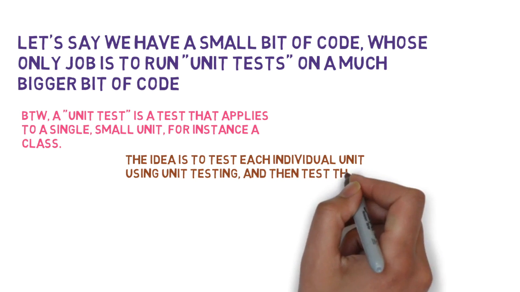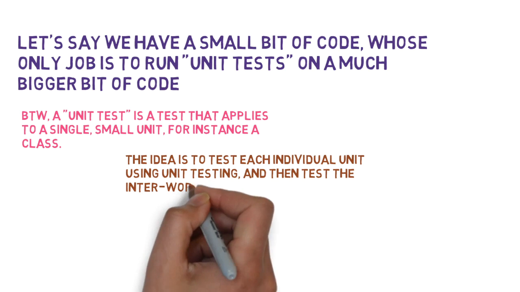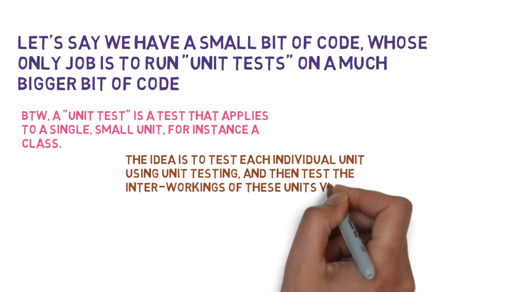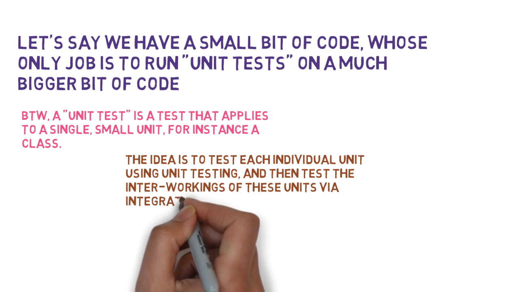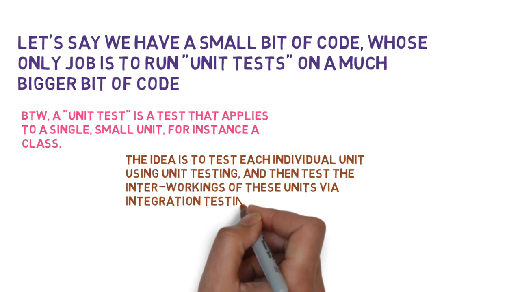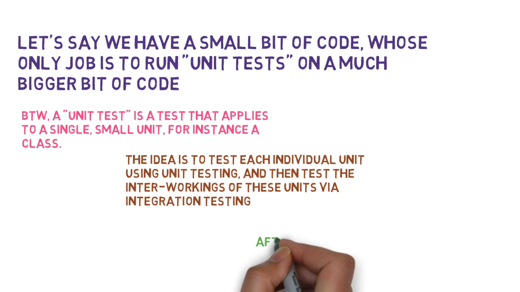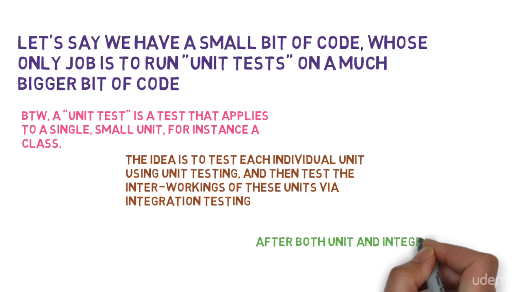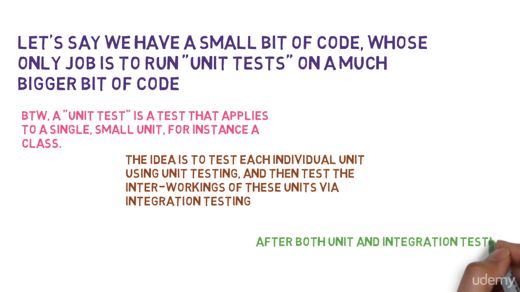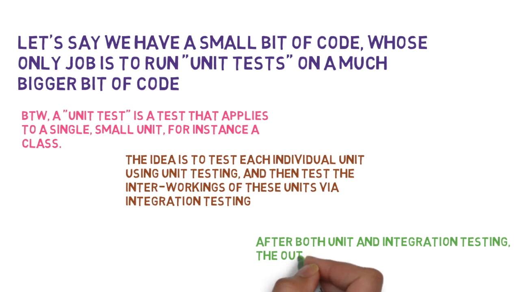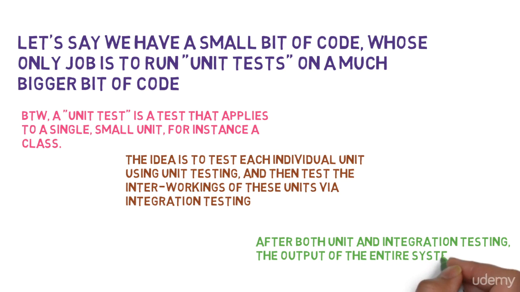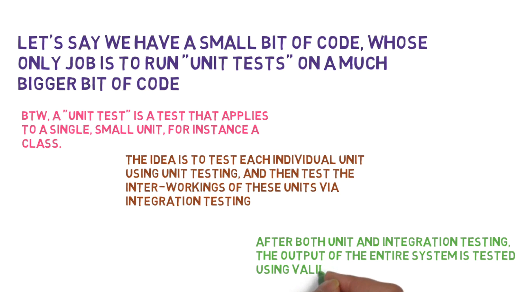blocks which make up the whole are performing correctly, and then test the interworkings of these units via something called integration testing. So each unit is tested and we have confidence that it works correctly. Then we see how these units integrate with each other. That is integration testing. After both unit and integration testing is done, the output of the entire system is then checked. This is called end-to-end testing or validation testing.